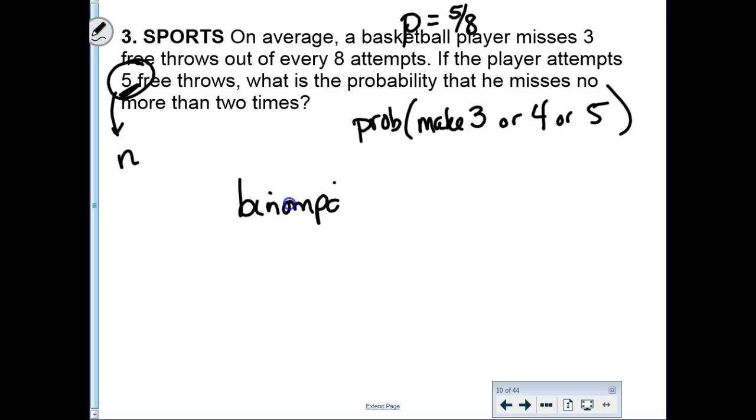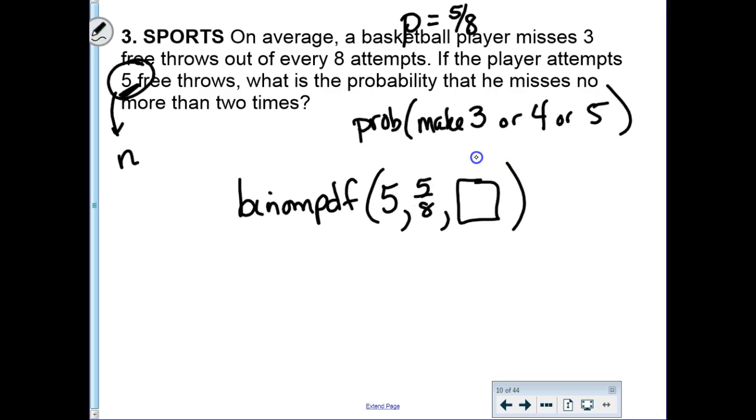So I'm going to have you do binomial PDF still, and you're still going to say there's 5 free throws shot, that's your trials. His probability of success is 5/8. But this number x is going to change, and we're going to do it 3 different times. So the first time you're going to plug in a 3, and then a 4, and then a 5, and we're going to write those answers down.